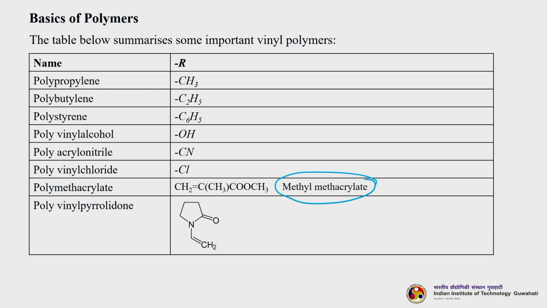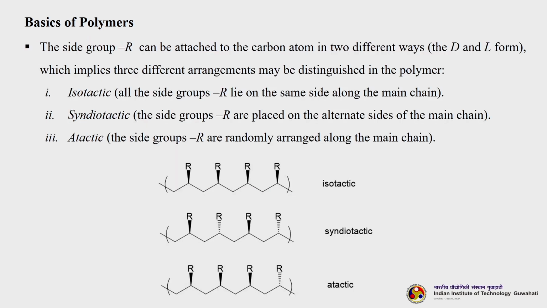the repeating unit. So, the side group R can be attached to the carbon atom in two different ways, either in the form of D or L form. So, you can read a little more about these basics from any polymer textbook. Here I am just trying to give you a little understanding about the fundamental basics of polymers, then we will quickly move to different types of polymers which are utilized for the preparation of membranes.